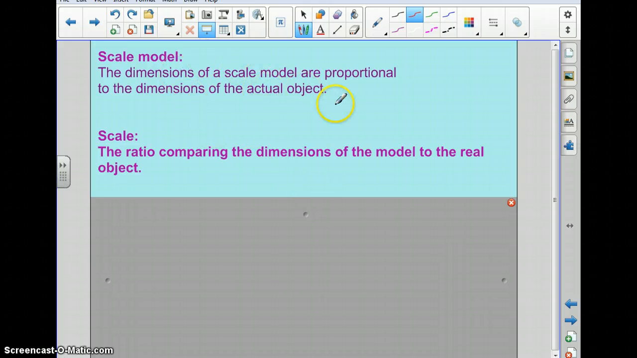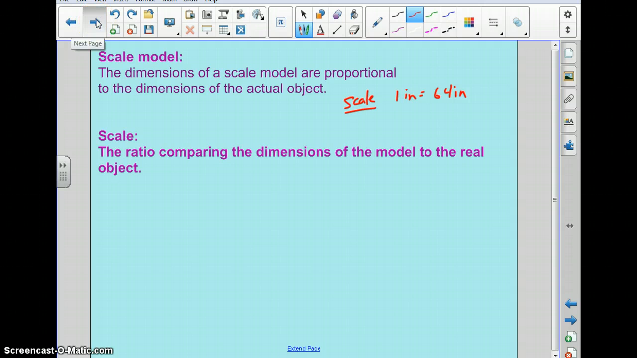Scale model. The dimensions of a scale model are proportional to the dimensions of the actual object. So if you've seen like a scale car, maybe you've seen like a little Matchbox car, they are supposed to be to scale, like 1 to 64. 1 inch would equal 64 inches on a real car. Or 1 inch would equal 64 feet, 1 inch would equal 64 miles. Same thing happens on a map. You've seen these things on maps. If you've seen a globe, they have a scale on them. And that scale is the ratio that compares the dimensions of the model to the real object. So you'd have the model, the little tiny thing, and you'd have the real object. We're going to look at a couple of those examples in our notes today.